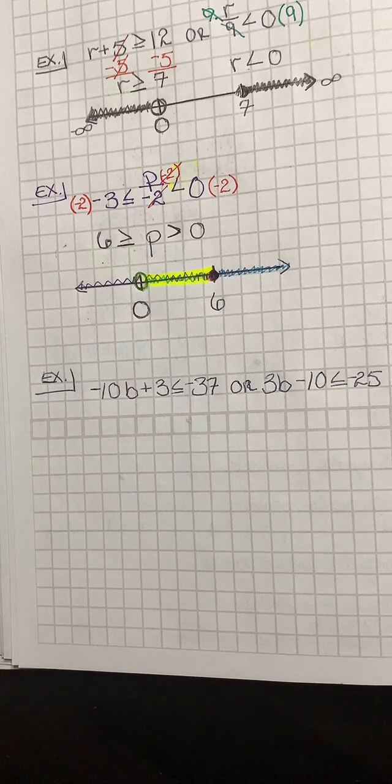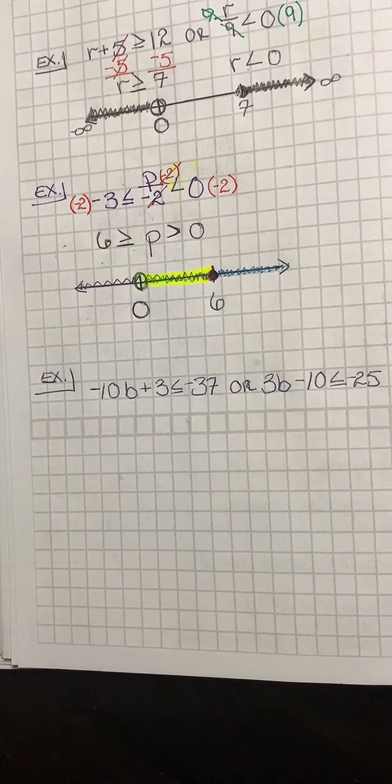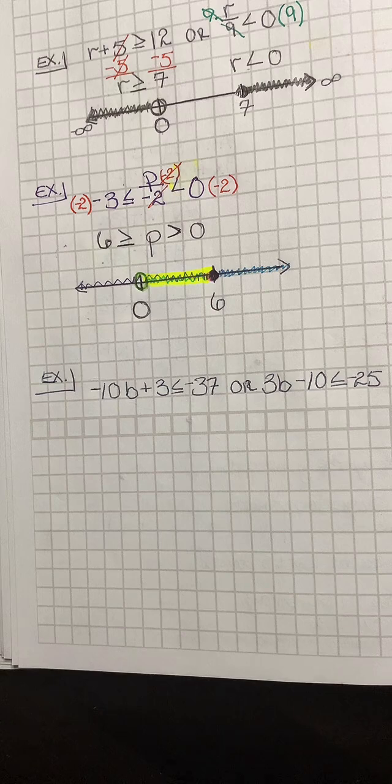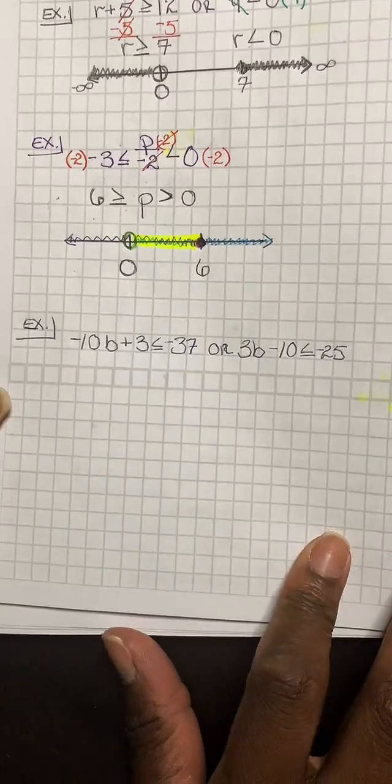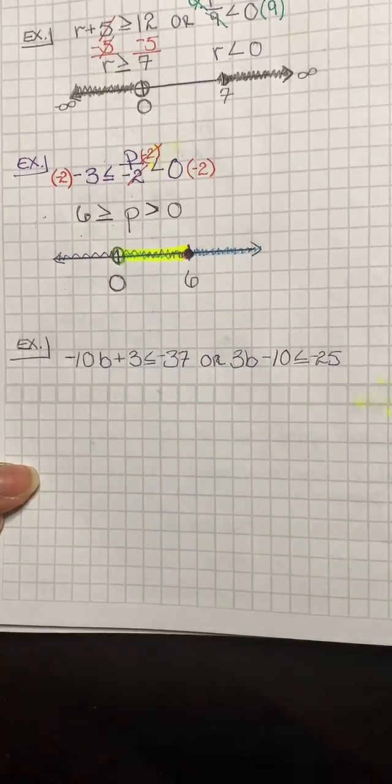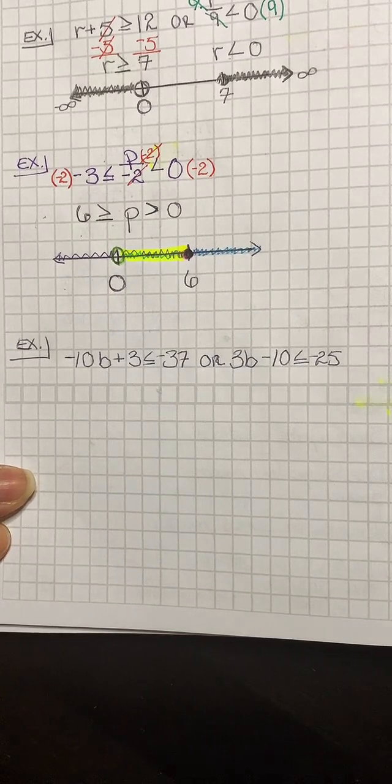All right, so C4 is saying b is greater than or equal to 4, or b is less than or equal to negative 5. Okay, let's see.